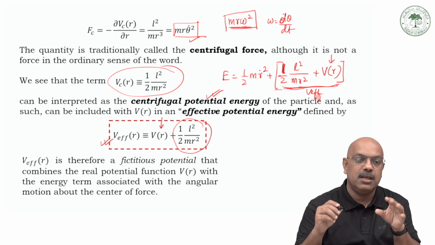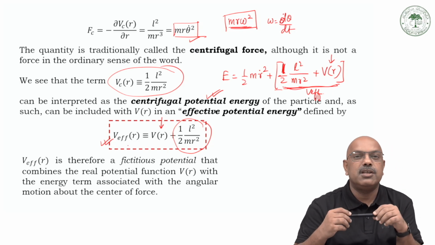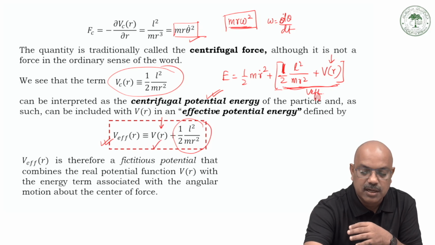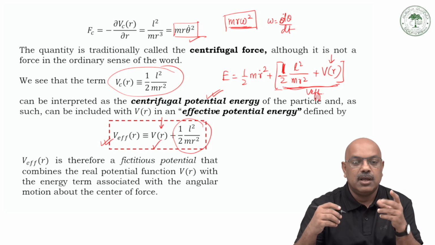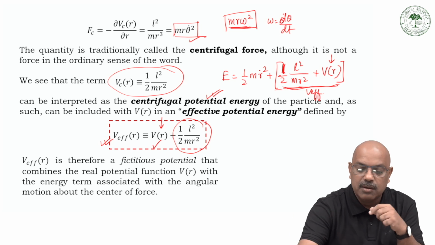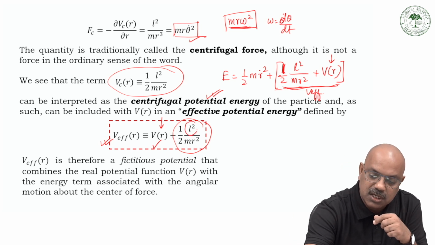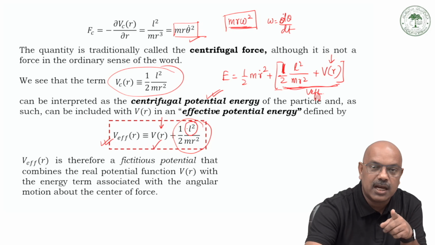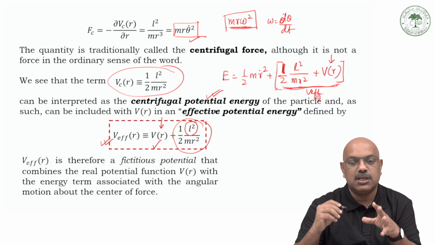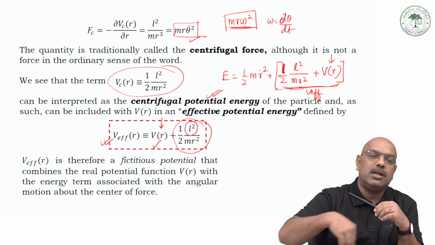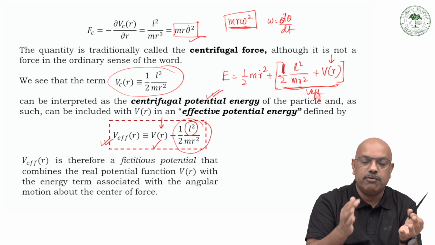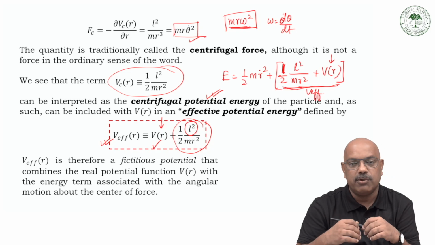Okay, so V effective r is therefore the fictitious potential that combines the real potential V(r) here with the energy term associated with the angular motion about the center of the force. So from where is it coming? Because this potential is associated with the angular motion. Because angular momentum is here, that's why it is associated with the angular motion about the center of the force. So I have a real potential V(r), that is inverse square law, 1 by r square, proportional to r, whatever it is.